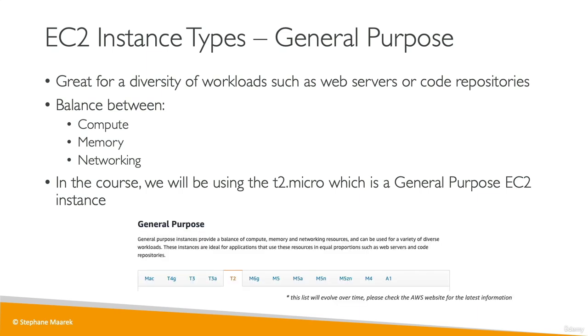On the website that I just showed you, you will see all the different types of instances that are general purpose. This is going to evolve over time, so I won't update this slide, but you can always refer back to the AWS website to check what the instances are in the general purpose family.